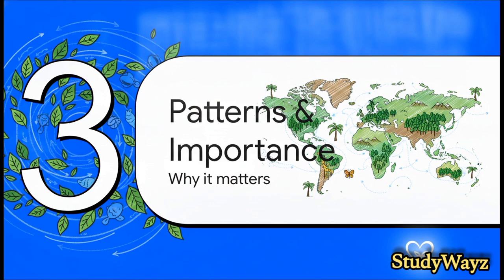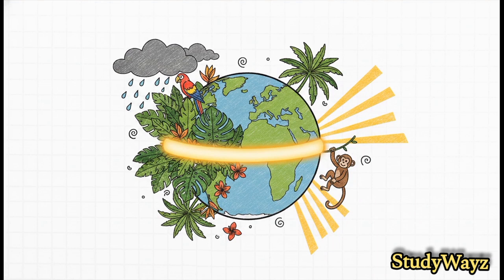Moving on to Section 3. Patterns and importance. Why does all this actually matter? ये सारी जिंदगी आखिर globally concentrated कहाँ है? If you look at a map of our planet, you will see that biodiversity isn't distributed evenly at all. The highest biodiversity is actually found in the tropics, the area near the equator. But ऐसा क्यों? Why is the equator literally buzzing with life compared to, say, the freezing poles?